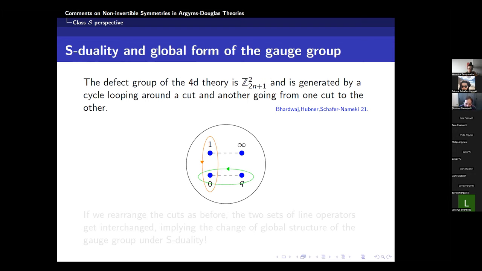The information about the defect group of this theory has been worked out in this paper. It is known that the defect group of this four-puncture sphere is Z_{2N+1} squared, and this group is generated by one-cycles on the surface, one running around one cut and the other going from one cut to the other and then back. We can think of these as the Wilson and 't Hooft lines in our four-dimensional theories. This comes from surface defects of the (2,0) fields in six dimensions, wrapping these cycles on the surface.